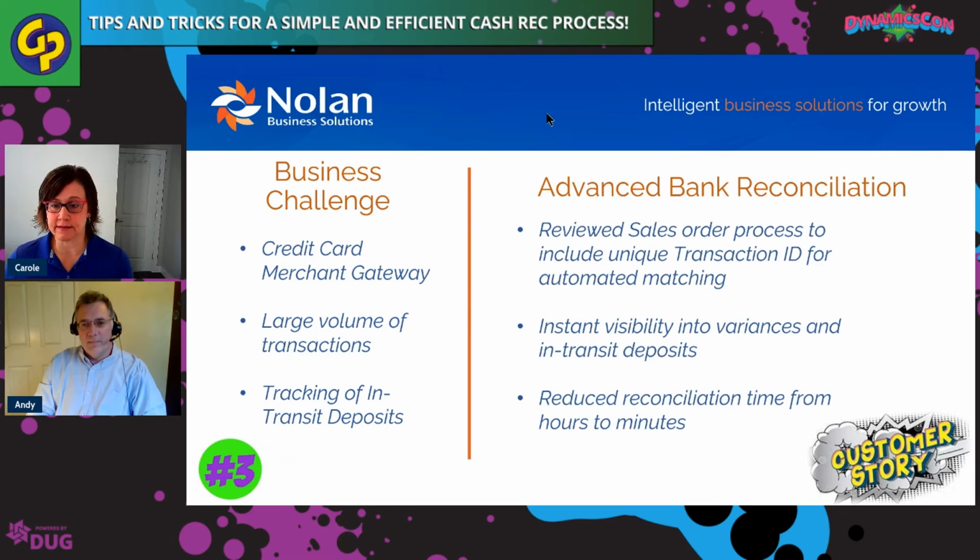So by, again, the click of a button, they had a very high 99% of their very large volume of credit card transactions reconciled. They had instant visibility into the variances, the in-transit deposits, and everything that was done manually in an Excel spreadsheet with macros and a variety of steps was reduced from hours to minutes. So those are all very, very good stories.